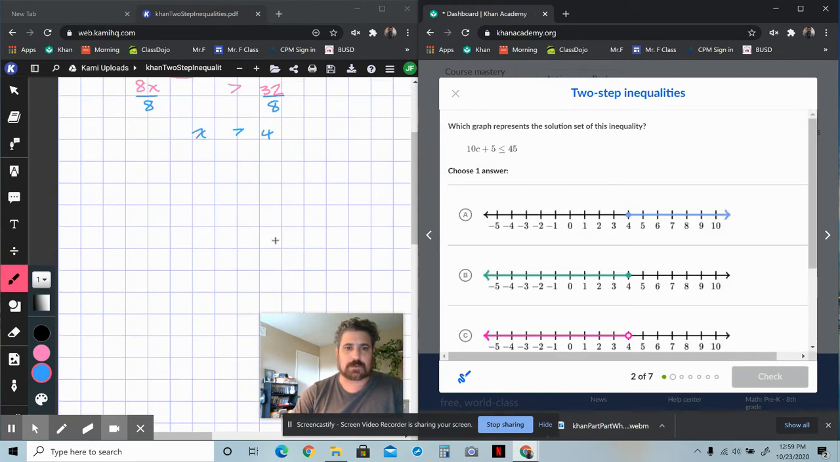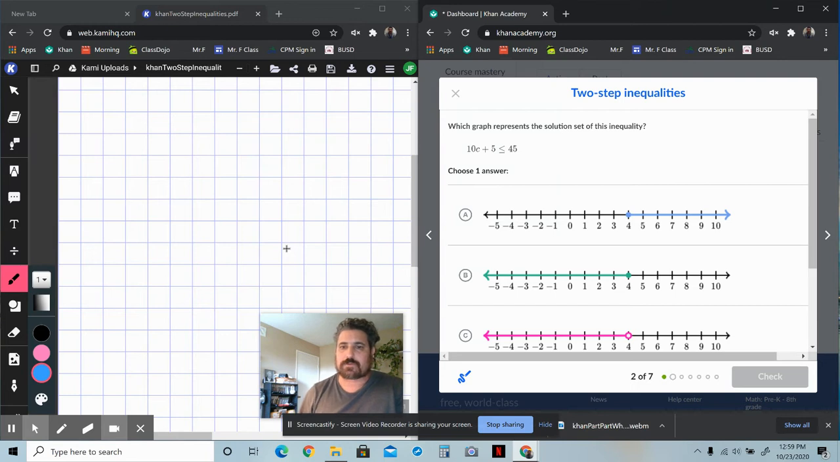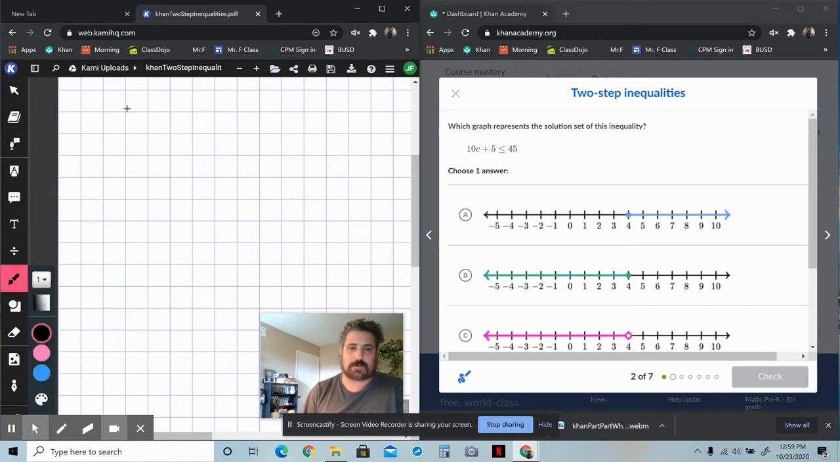All right, so we're going to go to the next one here. It says, which graph represents the solution set to this inequality? Okay, fair enough. Let's first figure out what the solution of the inequality is. So for number 2, we have 10c, and we're going to add 5 to that, and that is less than or equal to 45. Okay, so we want to get the 10c by itself.